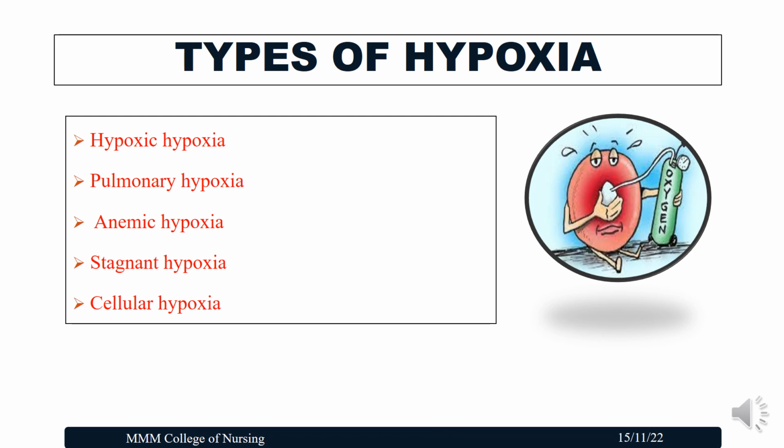So these are the classifications of hypoxia: pulmonary hypoxia, anemic hypoxia, stagnant hypoxia, and cellular hypoxia.